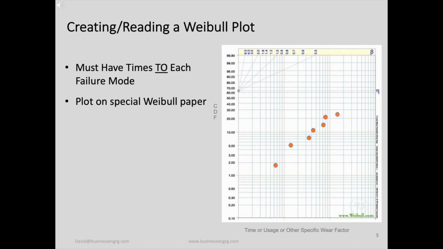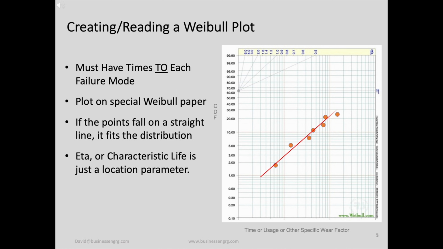The x-axis is on a log scale of the amount of time, or wear, etc., before the failures occur. The y-axis shows the calculated, cumulative probability of failure. If they approximately fall in a straight line, it basically means that the data fits the distribution.